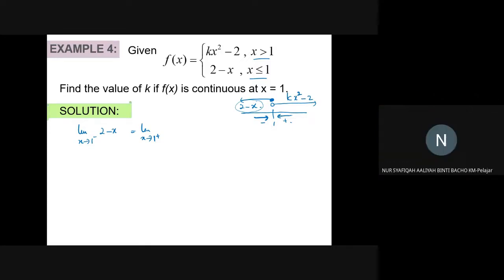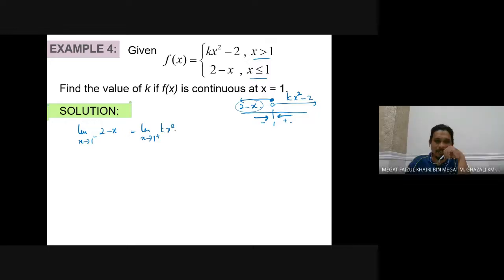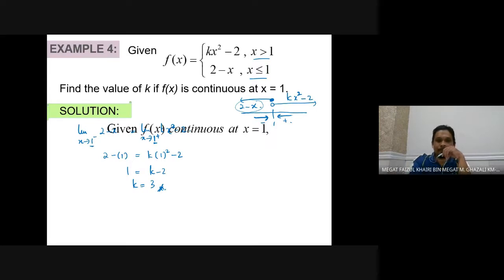Kx squared minus 2. Okay. So substitute x with 1. So 2 minus 1 equal to k times 1 squared minus 2. So 2 minus 1 equal to 1. 1 squared is 1, k minus 2. Then k equal to 3. Okay, k equal to 3.